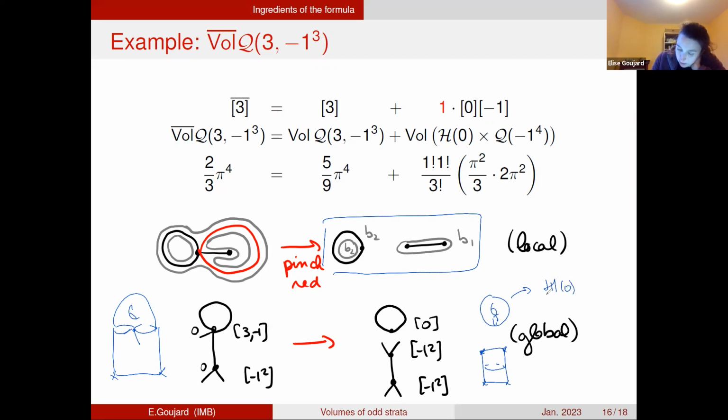Here, I claim that such a square tile surface belongs to the stratum H0. So it's an abelian differential of genus 1 with one marked point. This is the marked point. And this is some surface in the stratum Q minus 1 to the 4. So looking at this degeneration of ribbon graphs, what you get in your global counting is a count of disconnected square tile surfaces.